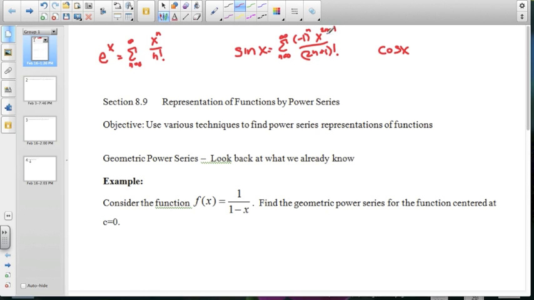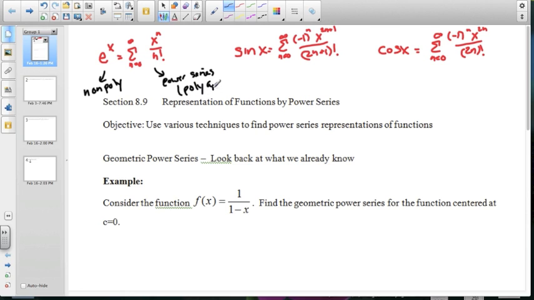So sine of x are those odd powers and odd factorials, and then the cosine of x are the even powers and the even factorials. And so this one is minus 1 to the n, x to the 2n over 2n factorial. And so each one of these is a non-polynomial function, and this is a power series representation of that function where we can get a polynomial approximation.